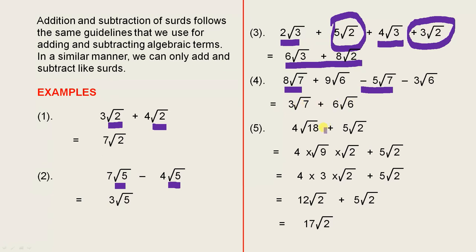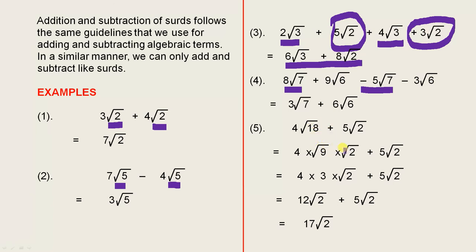6 under there. Now here we have to be very careful, because here we have the square root of 18 and here we have the square root of 2. Looking at it you would say, oh, we can't do anything with that, so we'll leave it. However, you can write the square root of 18 as the square root of 9 times the square root of 2. We're expanding that surd.